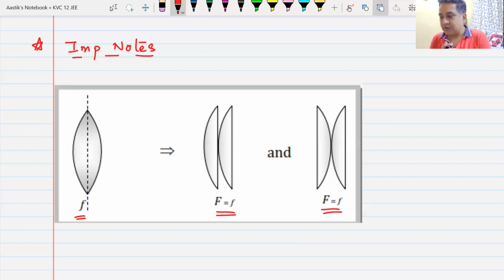the original lens's focal length will come. So remember this. Do you understand what is done here? Lens is there. You cut it. If you put it back, the focal length is f. If you put them like this, then also focal length is f. If you put them like this, then also the focal length is f. Do we understand this? Note it down. Important points.